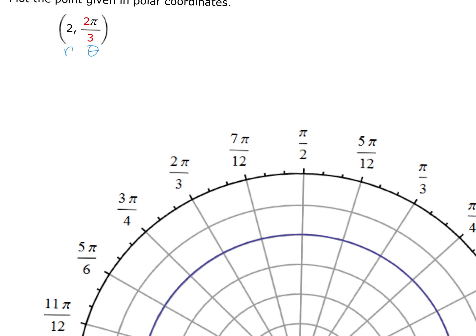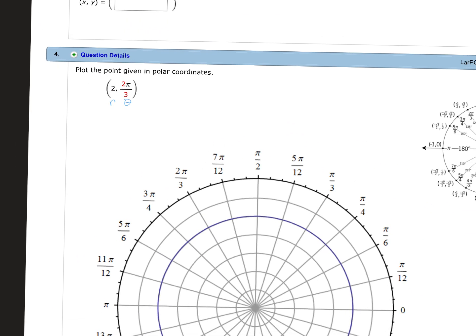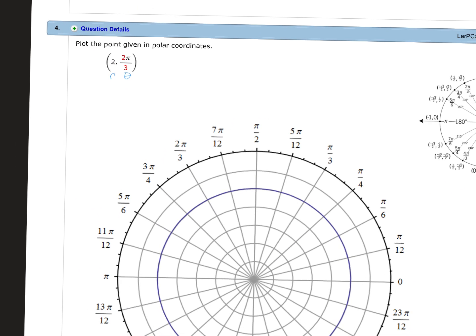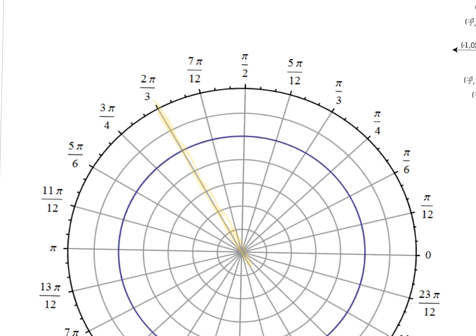2 pi over 3. Okay, I'm going to go ahead and highlight it so I can see it. It's right here, 2 pi over 3. And then from the center, which direction am I going 2 spaces? Towards the 2 pi over 3. So I'm going to just zoom in a little bit so I can see. So I'm right here at the center. I'm going to go 1, 2, and put my point right there.